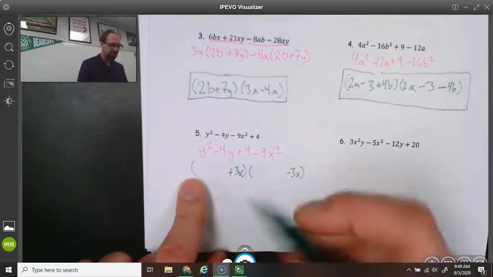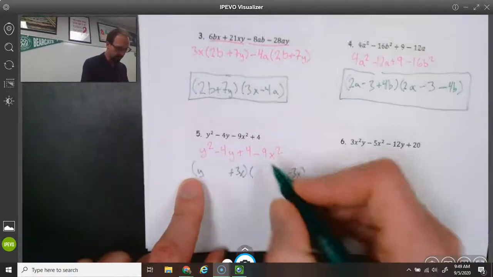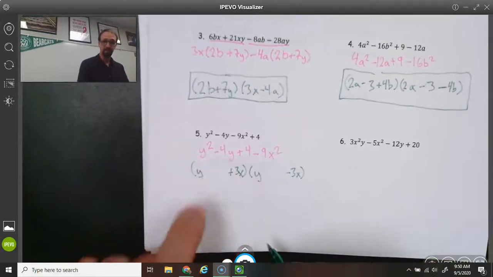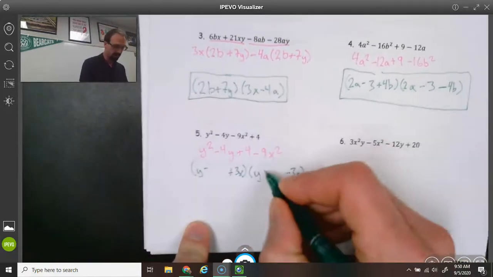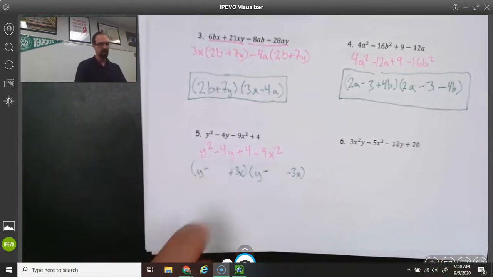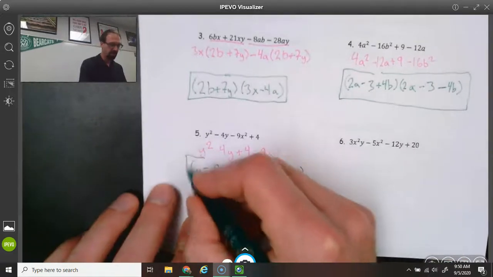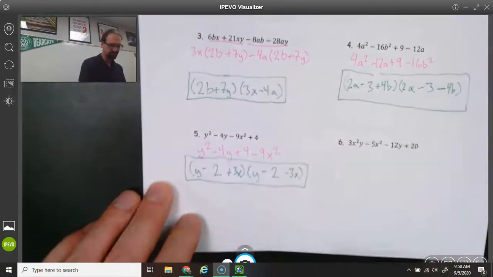Now if I go ahead and take the square root of y squared, I get y. And then to get my middle term to be negative, both of these will need to be negative. So I have y minus, and then the square root of 4 is 2. So I have y minus 2 plus 3x, and y minus 2 minus 3x. So those are my terms.